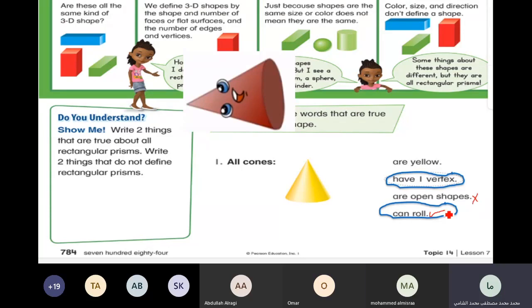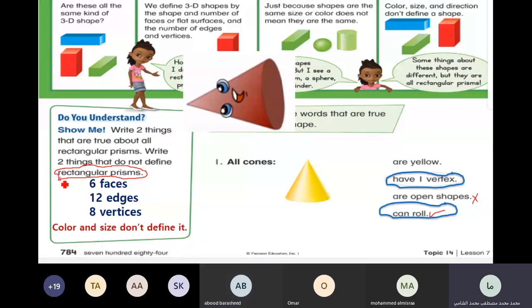Okay, what about this question? Let's think about the rectangular prism. What does a rectangular prism have? 6 faces and 12 edges and 8 vertices, right? So can you write 6 faces, 12 edges, and 8 vertices? Yes. Yeah, right, very fast. A rectangular prism has 6 faces and 12 edges and 8 vertices. But color and size don't define a shape.